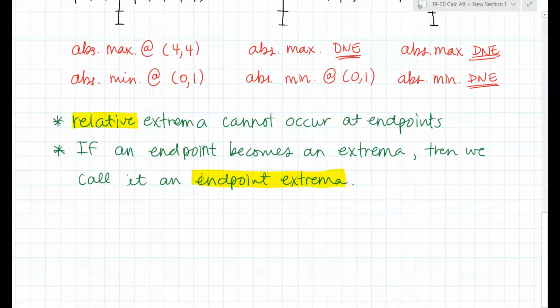So it's not that hard of a word to remember. Like, where did it happen? At the endpoint. So then it must be an endpoint extrema.